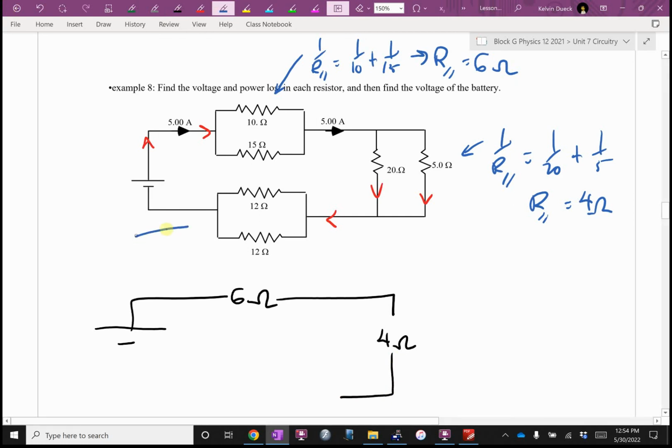And I've got some room to combine these two. 1 over R parallel is 1 over 12 plus 1 over 12. That should be 6. Double check me, but I'm pretty sure you get 2 over 12, which when I flip is 12 over 2. Is it 6? Yep.